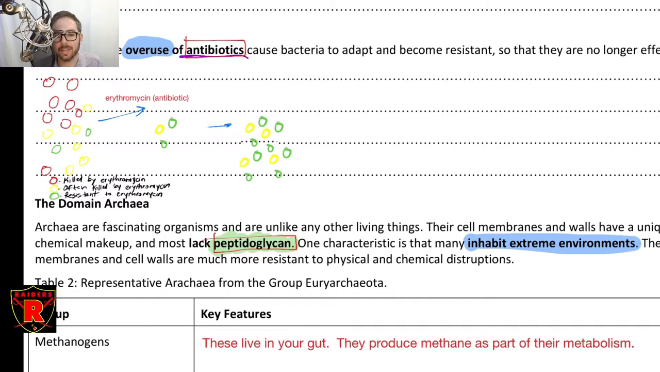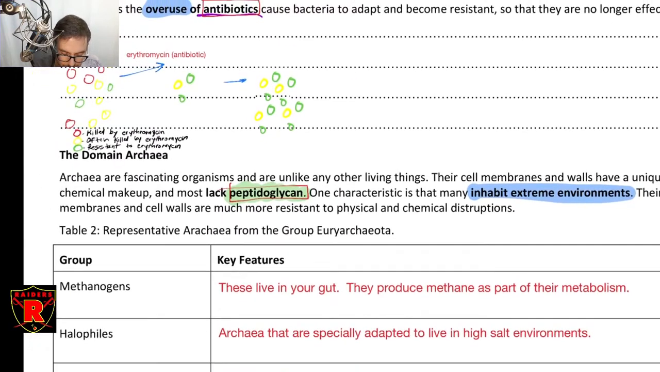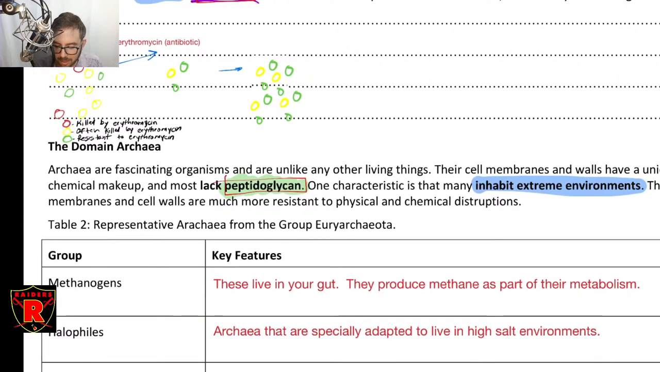Ruminants like cattle have a large population of these in their stomachs, which is why cattle produce so much methane. So methanogens produce methane. I'm not sure I would call your gut an extreme environment, but this is a large class of archaea. There is also another large class of archaea called halophiles, and they are able to adapt and live in a very high salt content environment. They can live on salt flats.